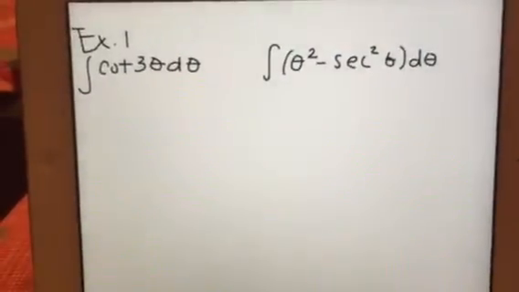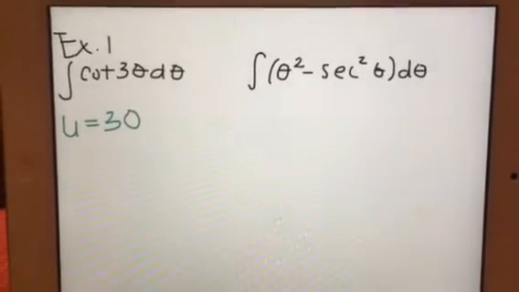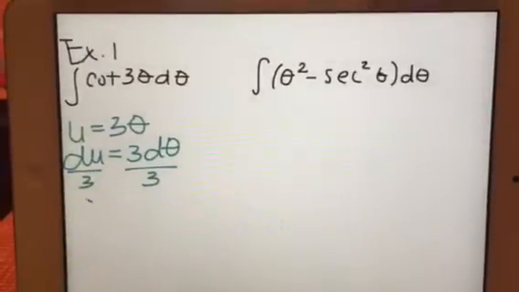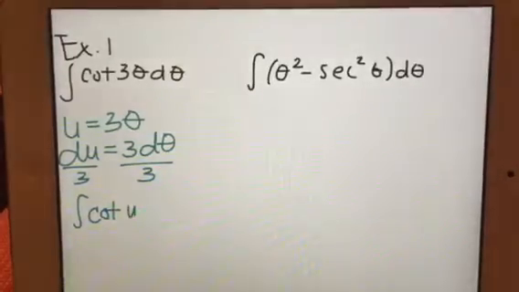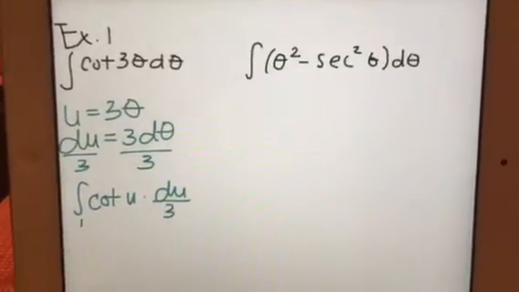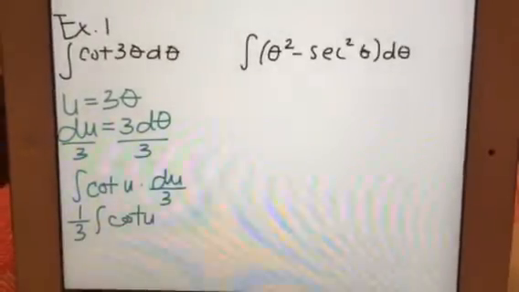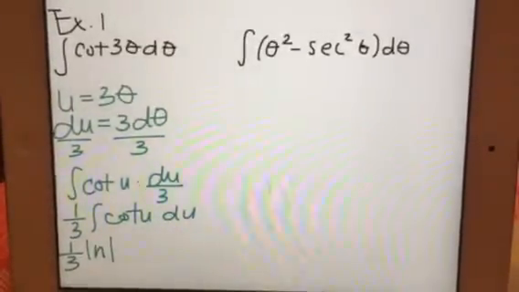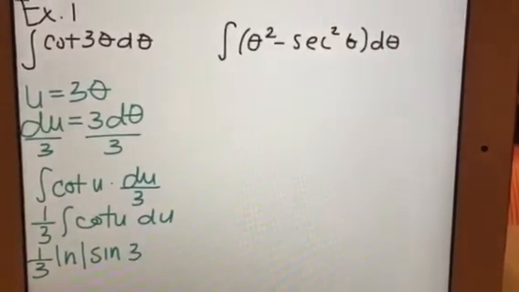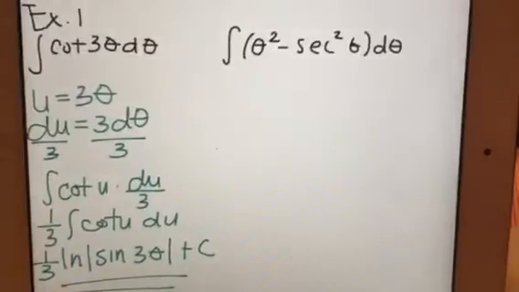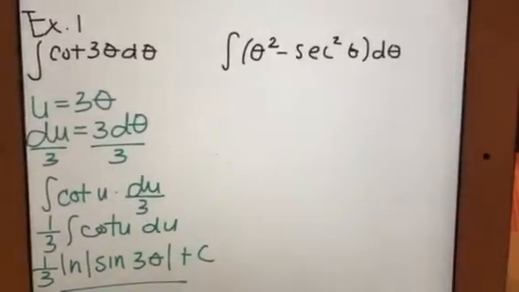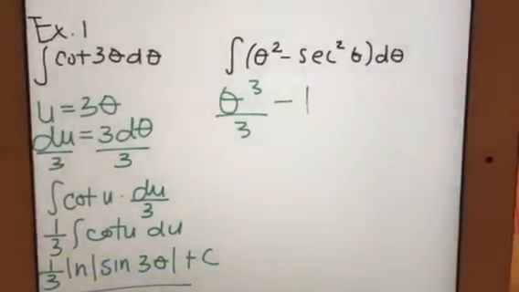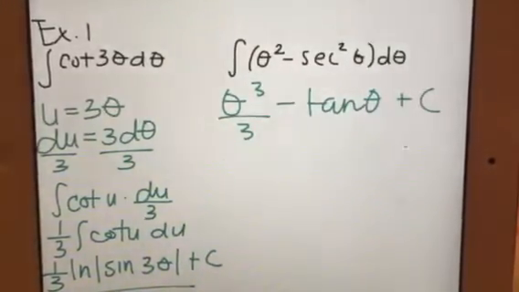For example 1, we're going to use u substitution. We're going to let u equal 3 theta. du is going to equal 3 d theta. Divide by 3, divide by 3. Rewrite our integral as cotangent u times du over 3. Pull out our constant, and then integrate, which would give us 1/3 ln of sine of u, and u in this case is 3 theta, plus c. For example B, we don't need to use u substitution, we can just integrate automatically, which would then give us theta cubed over 3 minus tangent theta plus c.